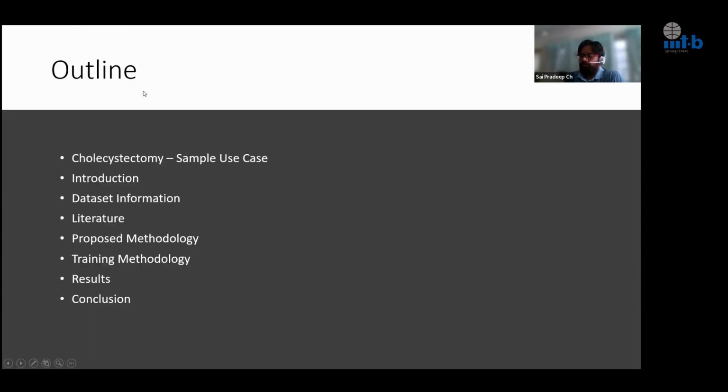The outline of this particular section of today's talk would be, we'll start off with a sample use case, that is the cholecystectomy, and then we'll move on to the introduction, then dataset information. We'll look at the existing literature. We'll look at the proposed methodology to some extent, and the training methodology, results, and finally the conclusion.